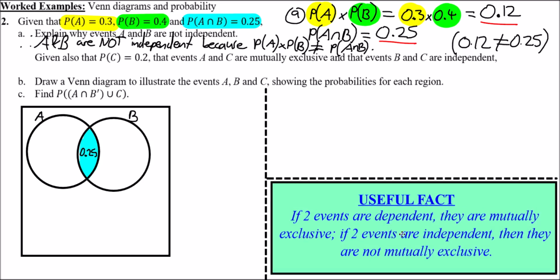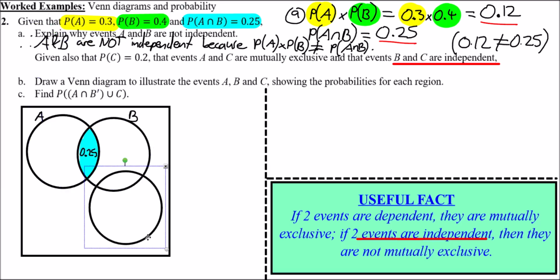So if two events are independent, in other words, we've got here that B and C are independent, then that's a bit of a wonky line, that will annoy me. There we go. Because they are independent, then they are not mutually exclusive. In other words, they will overlap. So this means here that B and C do overlap, but A and C don't. So I'm going to include circle C, which will just be overlapping with B, but not at all touching A. So that's circle C down there.